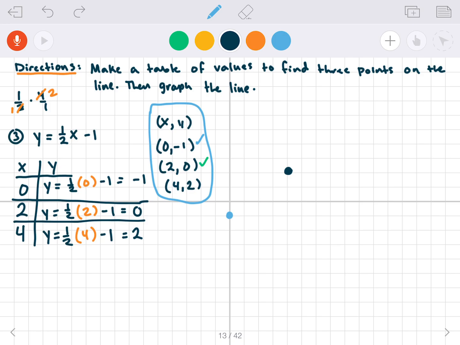Let's see. Is that going to connect? Yeah. Okay, there's my line.